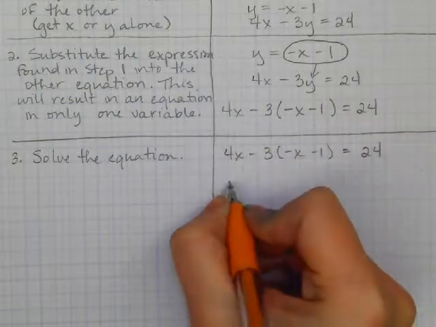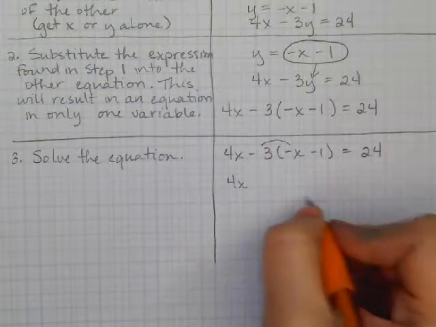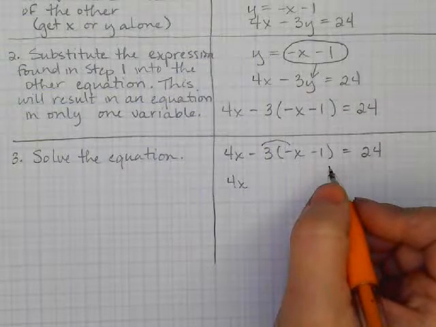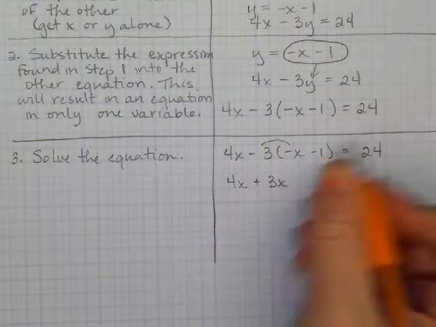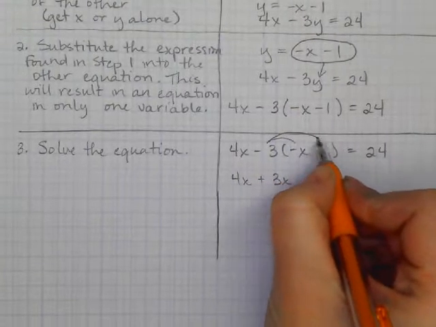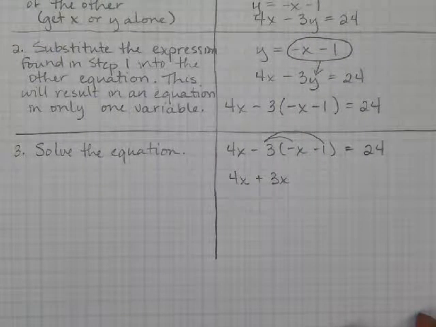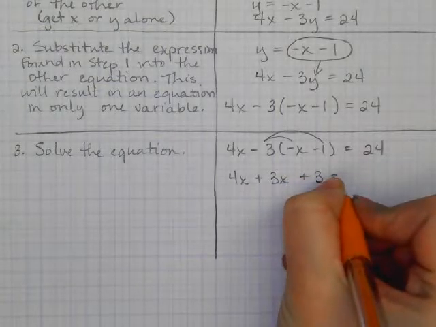My next step in solving is to combine like terms. So what two things can I combine here? 4x and 3x. And that gives me what? 7x. So 7x plus 3 equals 24. Can I combine 7x and 3? No.